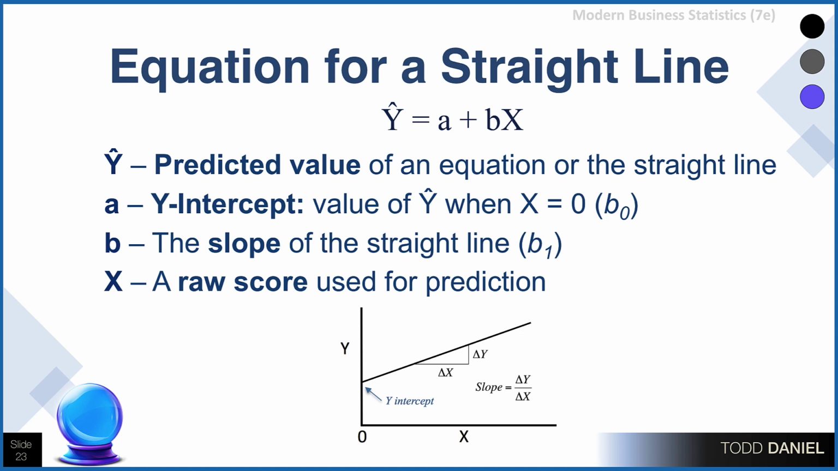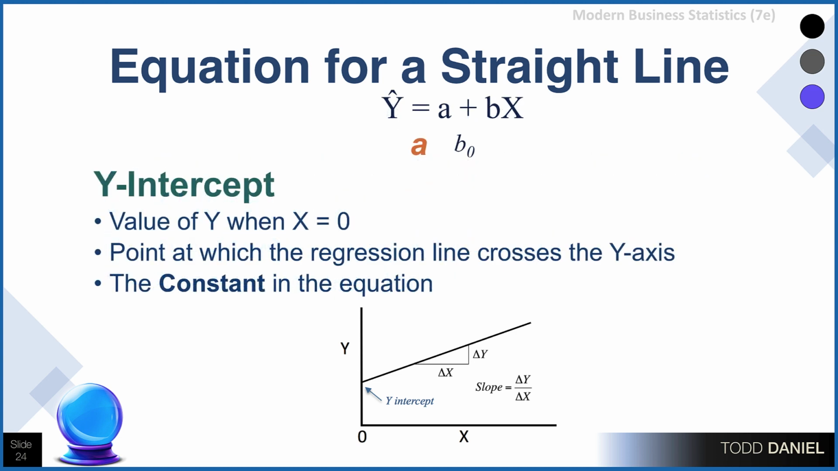The A, or the B sub 0, is the y-intercept. So this would be the value of y when x equals 0. Go all the way to the left on your x-axis. Where the straight line crosses the y-axis, that's the y-intercept. The slope is the steepness of the straight line. The slope is actually change in y versus change in x. And a raw score in our straight line equation is used for prediction. So let's dig into that a bit more deeply.